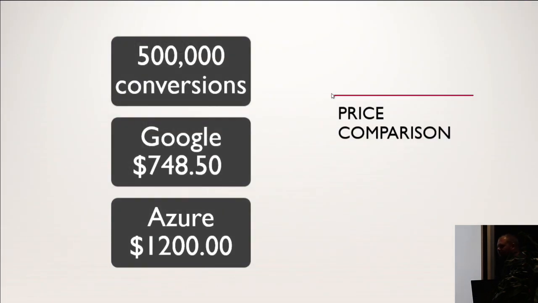So let's look at the pricing, the thing that's important to businesses. For 500,000 conversions, Google is $748.50, and Azure is $1,200. So that's quite a bit of saving for Google.